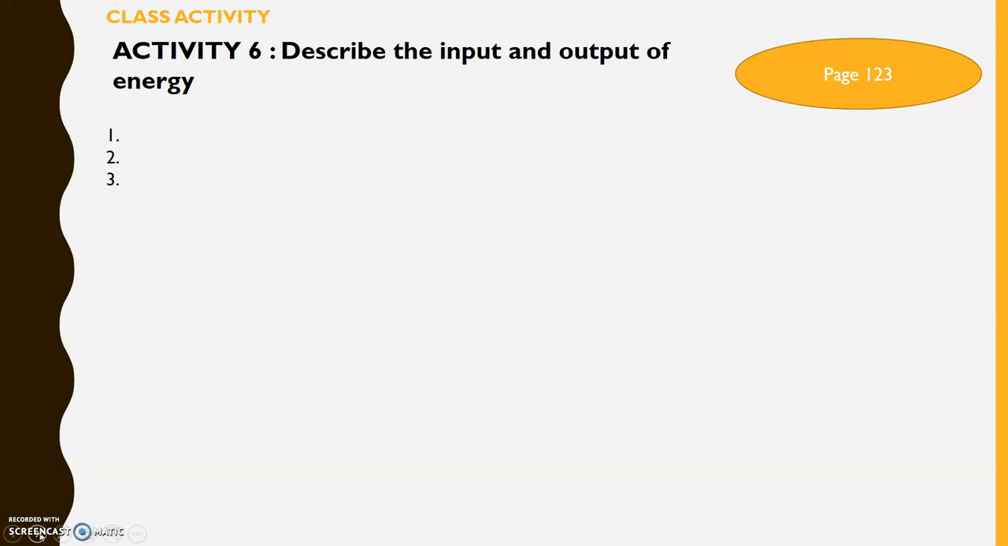Your activity is on page 123, and that is activity 6, and it says describe the input and output of energy. There's questions 1, 2, and 3 which you need to answer. Question 1 is pretty much clear. Question 2, you have to copy that small paragraph and fill in the correct answers. Don't forget to underline the correct answers. Question 3 is also the same as question 2. It's a short paragraph given to you, and you have to fill in that paragraph.